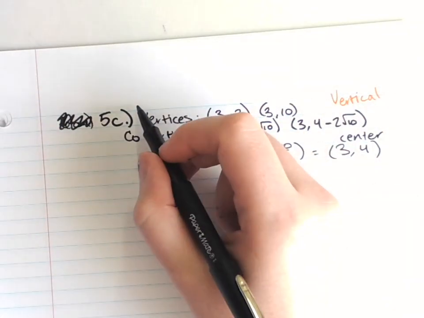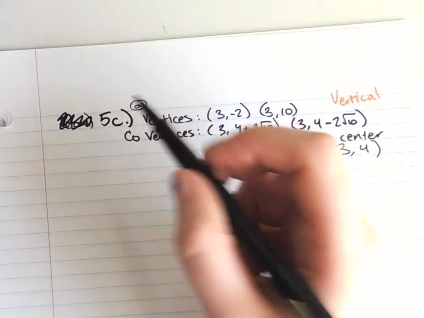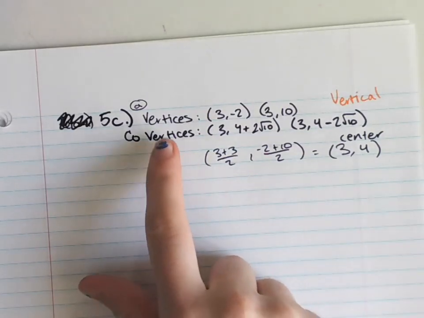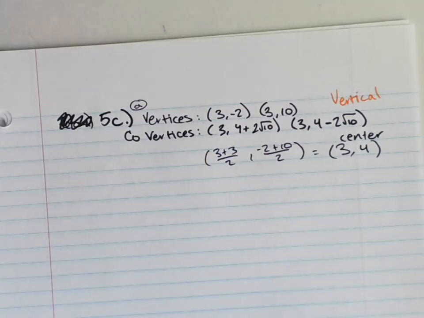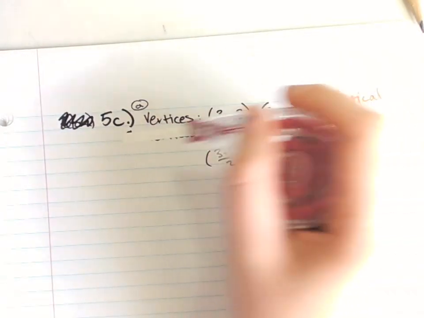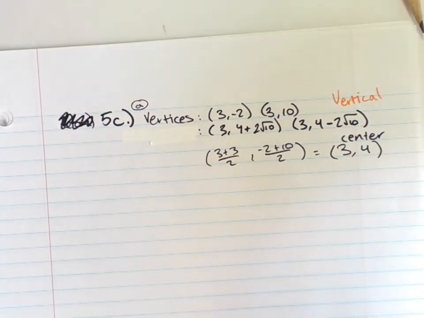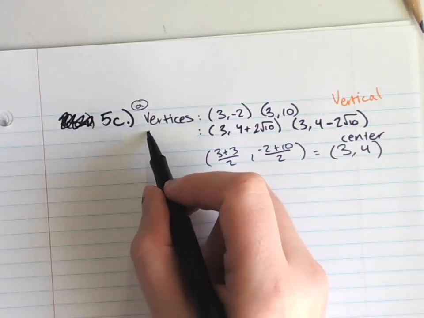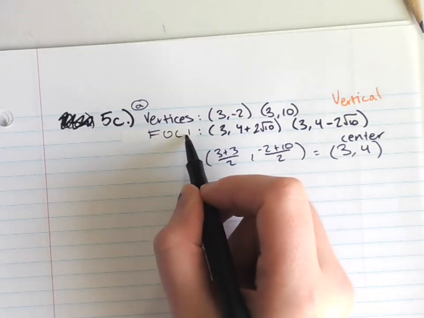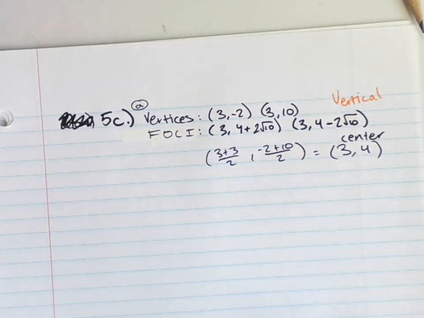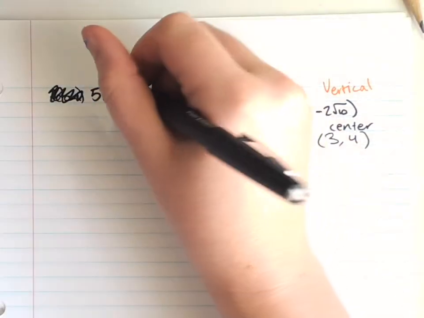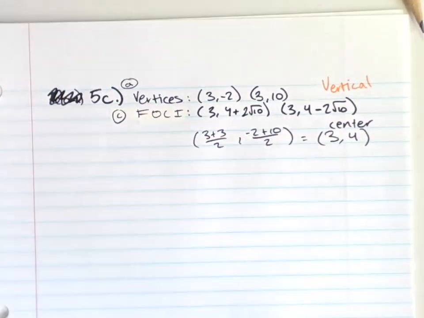We can find our A. Ooh, I did this one wrong. It should be foci, not co-vertices. We've already done practice problems like that. So change that to foci. Sorry, guys. So we're going to be able to find our A and our C value from these.